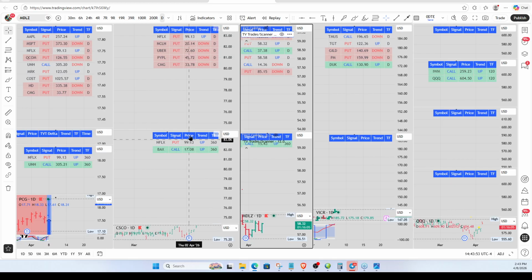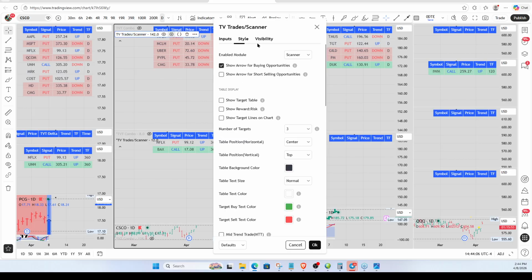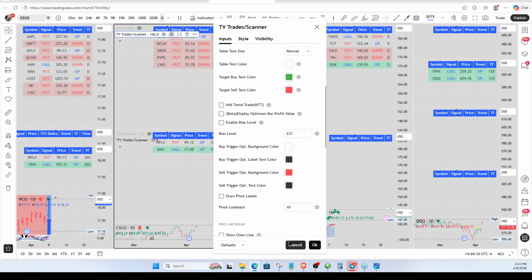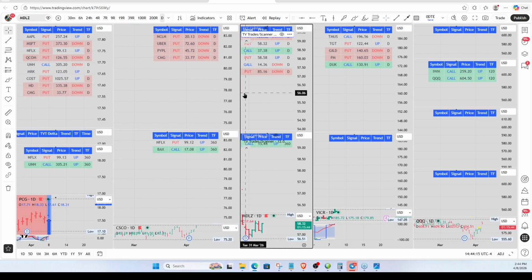But if you see in here, this one doesn't have the TVT Delta on it. This is just a regular TV Trade Scanner. Remember, it used to say combo. I changed it so it says TV Trades or Scanner. And if you go in here, it still says the same thing over here, TV Trades or Scanner. Everything in here is still the same. I just changed the name that displays up there so you can see it. It makes a little more sense to you.